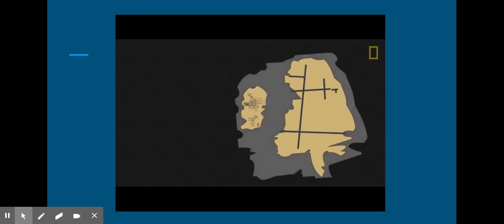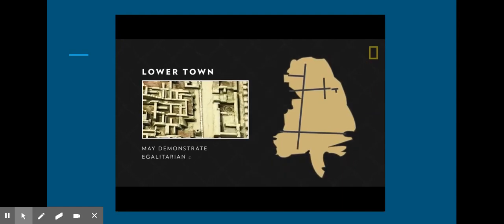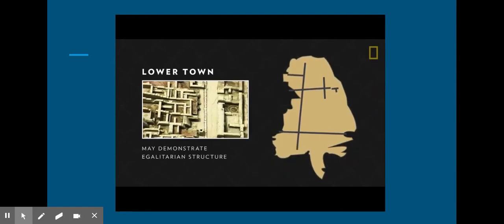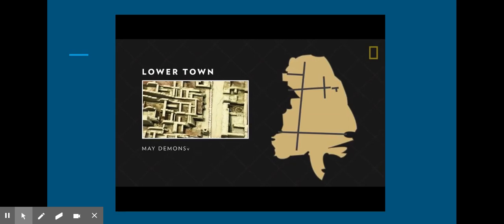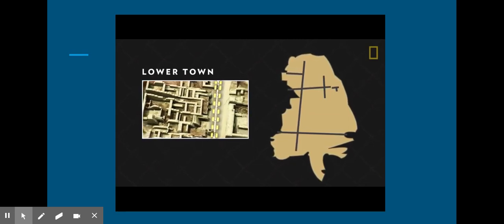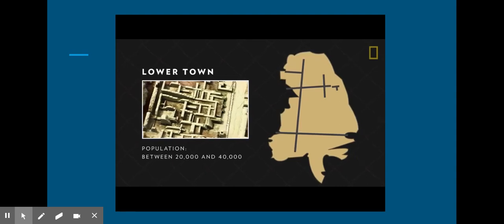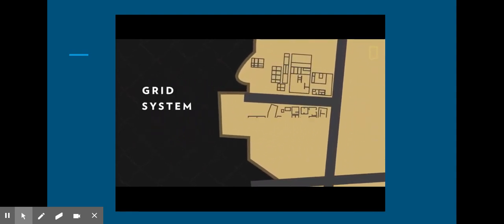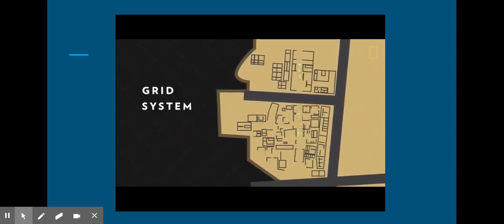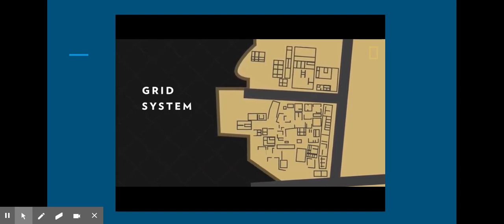The city's second district, the Lower Town, may demonstrate the society's egalitarian structure. The Lower Town, with its intricate water system, was home to between 20,000 to 40,000 people. Unlike many urban areas of its time, it was laid out in a grid system similar to modern-day city blocks.